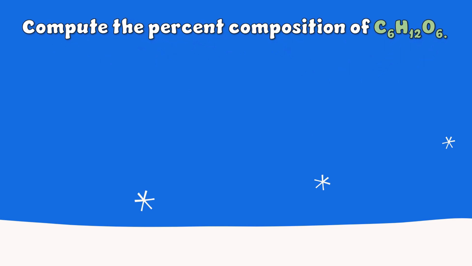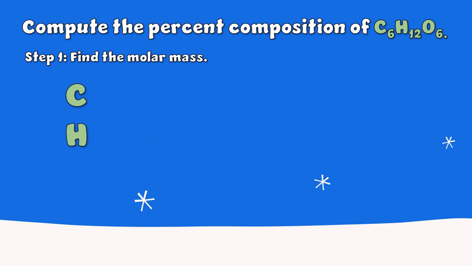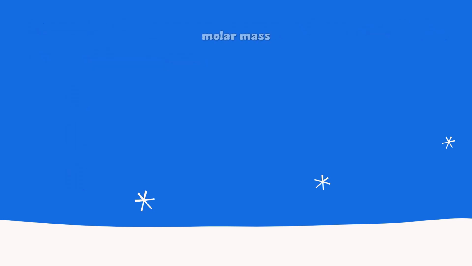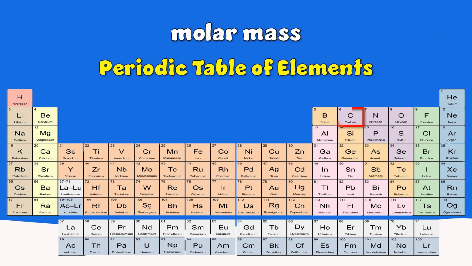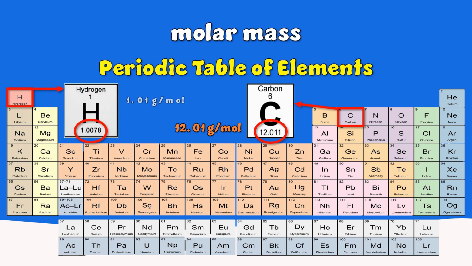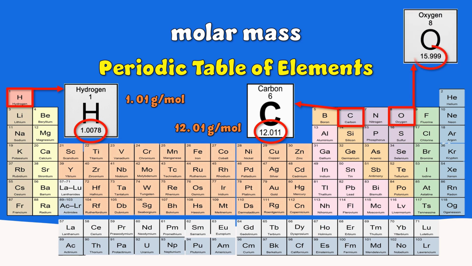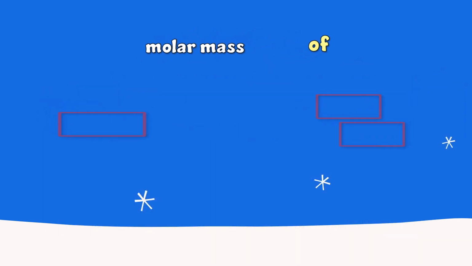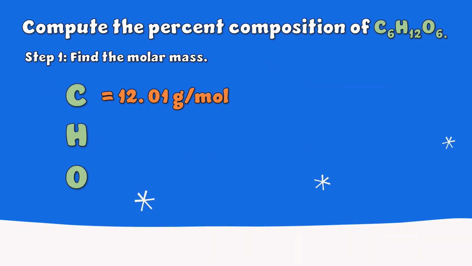Step 1. Find the molar mass. To get the molar mass, you need to identify first the elements in the compound. In this formula, we have carbon, hydrogen, and oxygen. Then, you need to get the mass of these elements, and we are going to use the periodic table for this. Based on the periodic table, the mass of carbon is 12.01 grams per mole, hydrogen is 1.01 grams per mole, and oxygen is 16 grams per mole. Going back to our solution, we have 12.01 grams per mole of carbon, 1.01 grams per mole of hydrogen, and 16 grams per mole of oxygen.